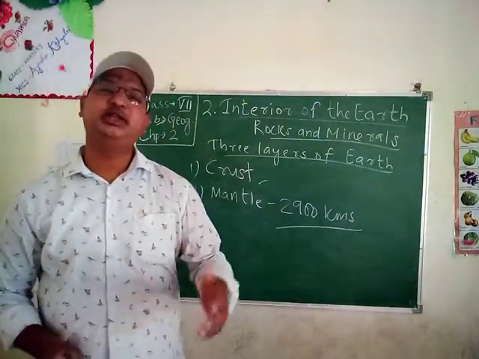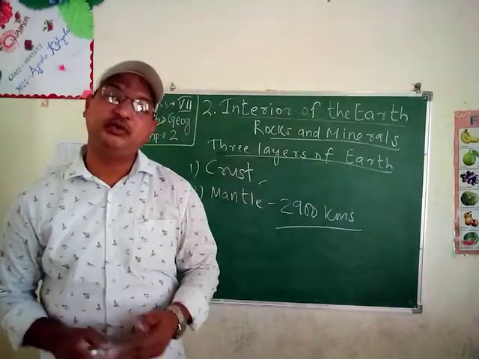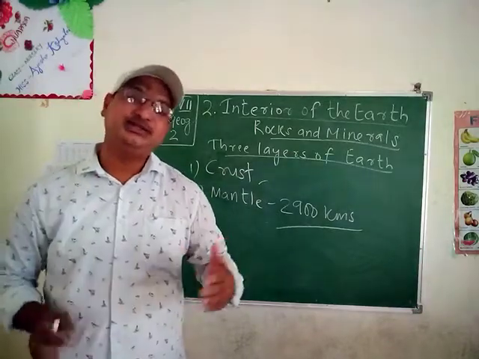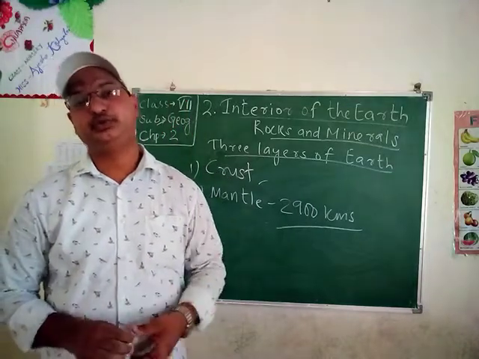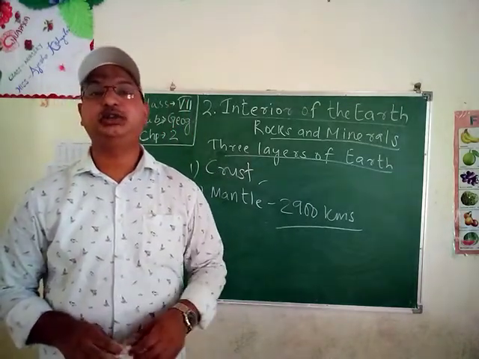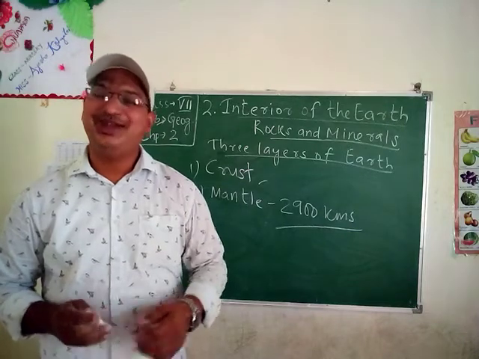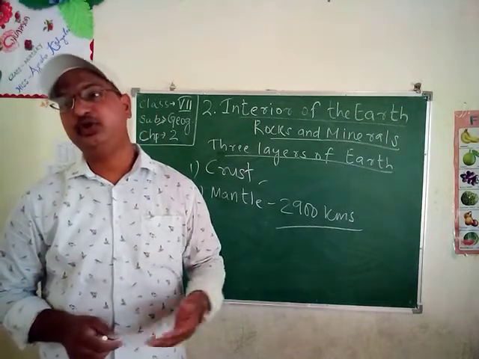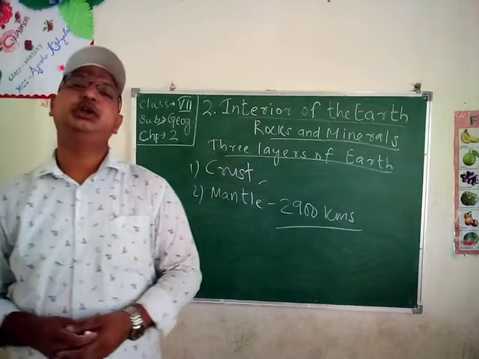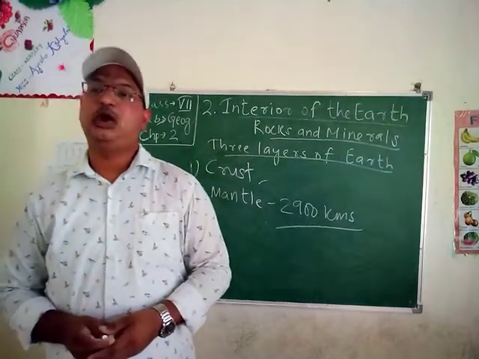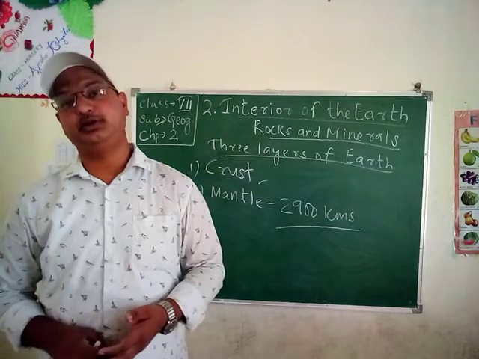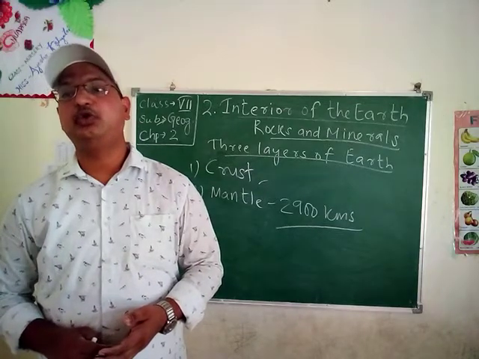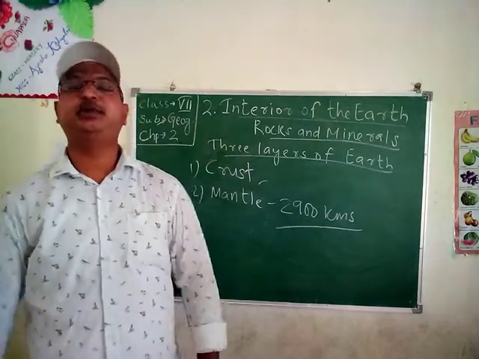Then students, finally the red fleshy part of the watermelon which we eat is compared with the core. So what is core? The innermost area of the earth is called the core. Finally the red fleshy part, as I have told you, is called the core. This core is the innermost layer of the earth. Its radius is about 3500 km. The central core has very high temperature and pressure.